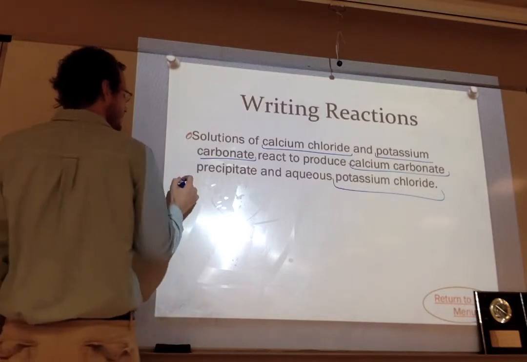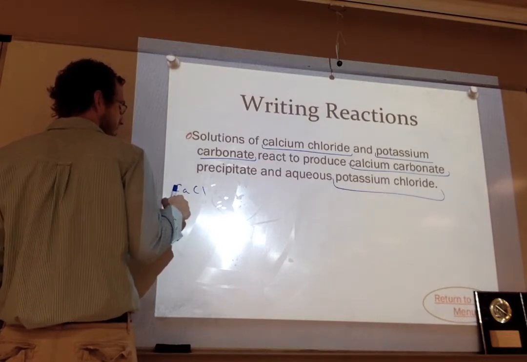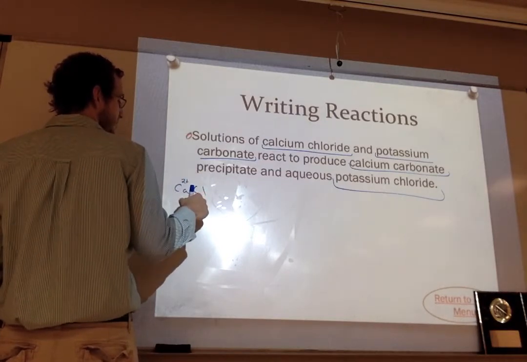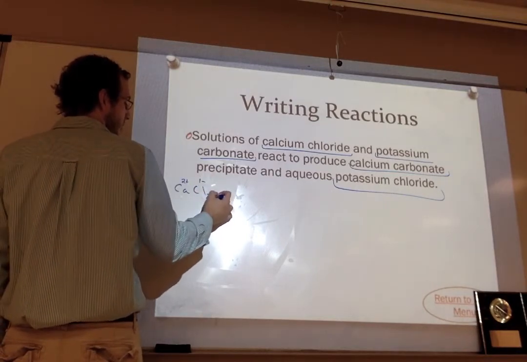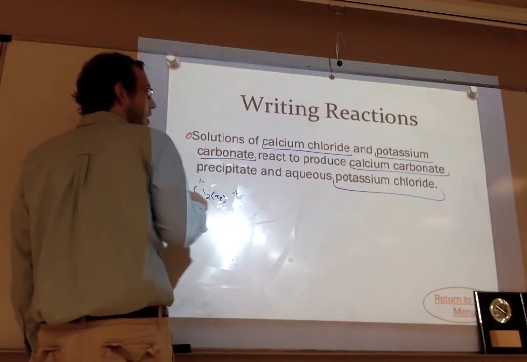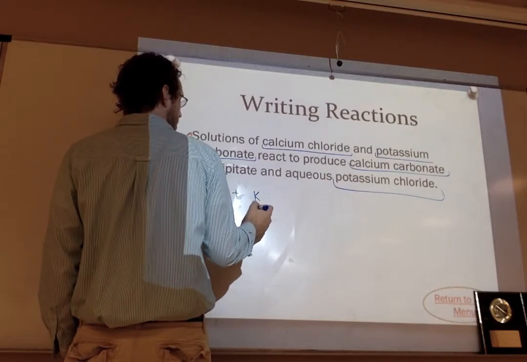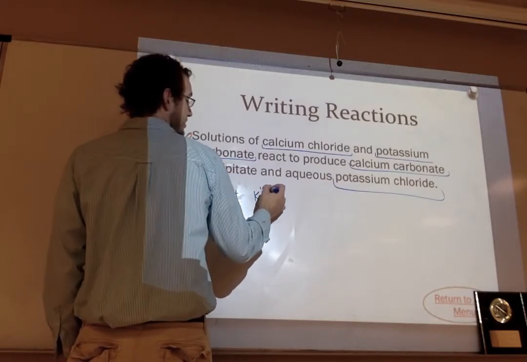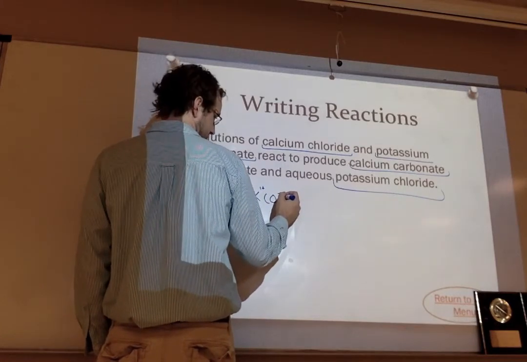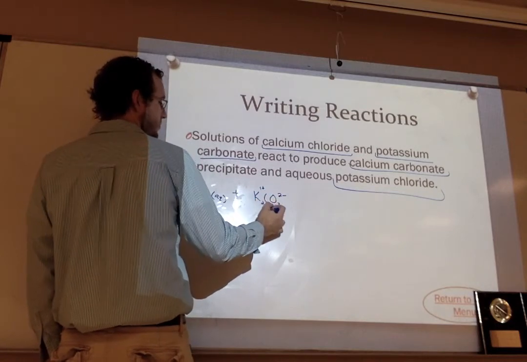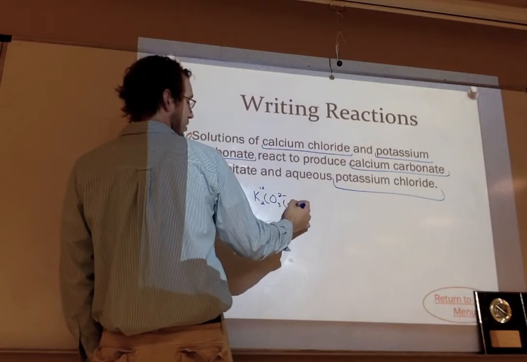Calcium chloride is CaCl. Check your charges. Calcium is 2 plus, chlorine is 1 minus, so we need 2 of them. The solution is aqueous. Adding to that, potassium carbonate. Potassium has a charge of 1 plus. Carbonate is CO3 with a 2 minus charge. So 2 potassiums. This is also a solution, so it's going to be aqueous.